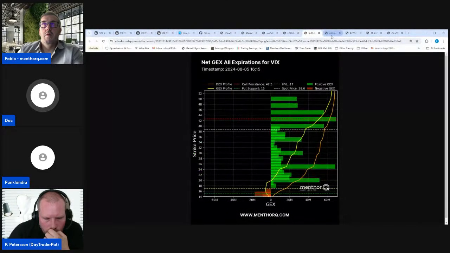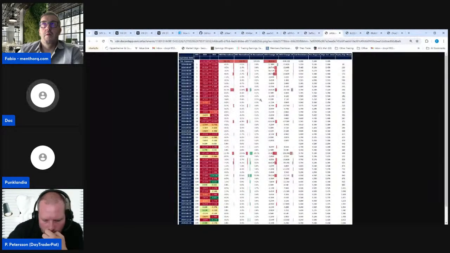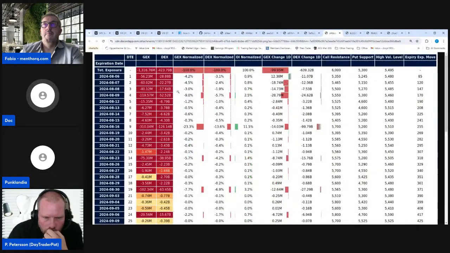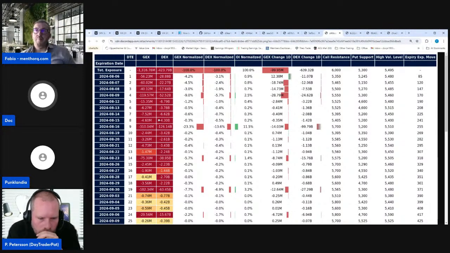Okay, so there's the VIX complex. Here I'm looking at that same matrix that Fabio was showing before. And again, trust your eyes. Your eyes are a good filter. You see that we're in a sea of red. But remember, a week ago we were in a sea of green.